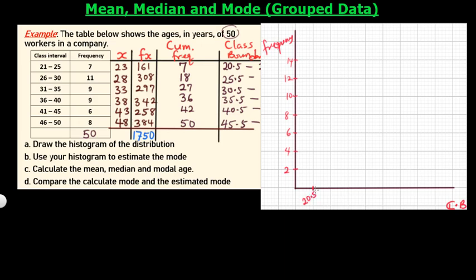20.5. Then followed by the next class boundary, which is 25.5, followed by 30.5, 35.5, 40.5, 45.5, 50.5. Now let's look at one thing.